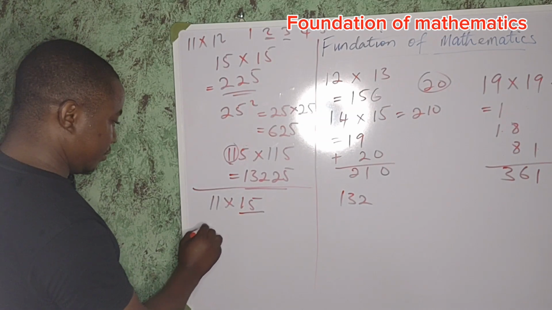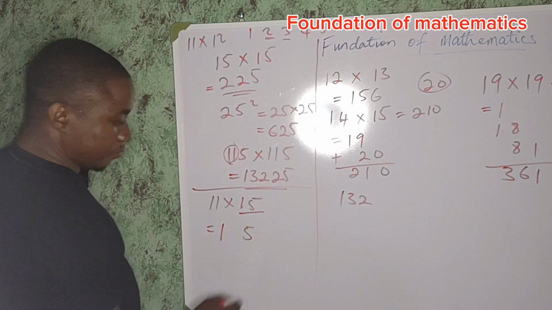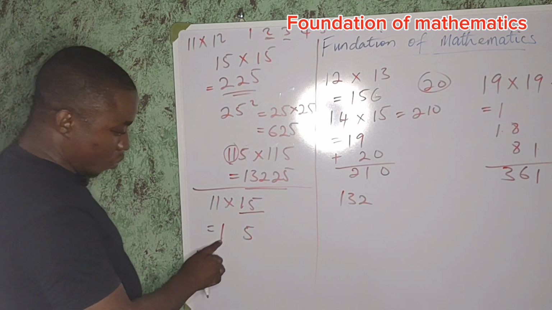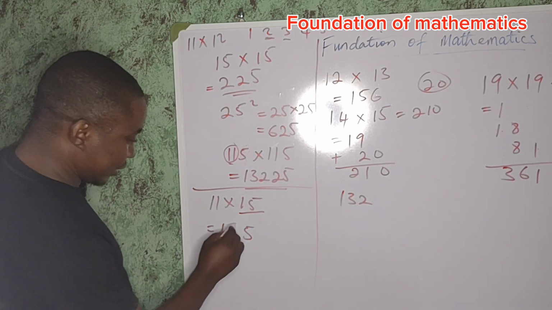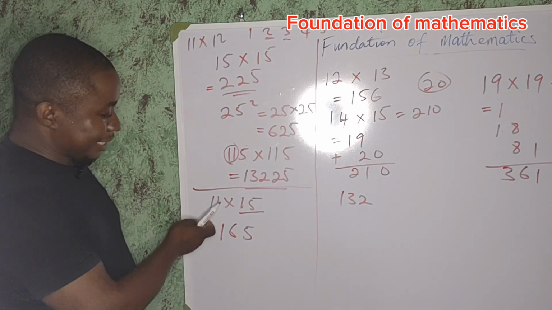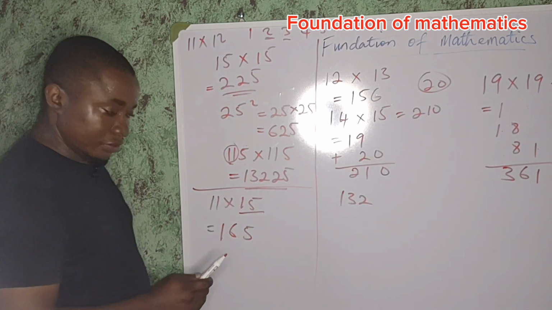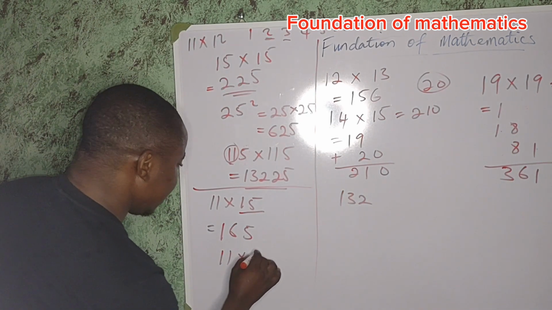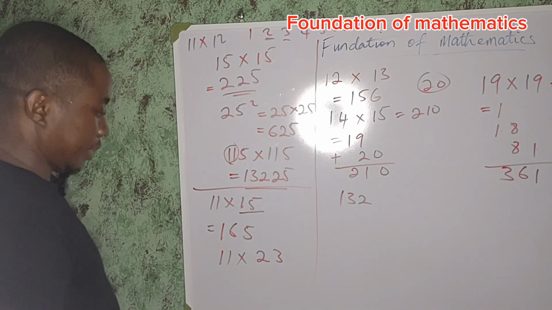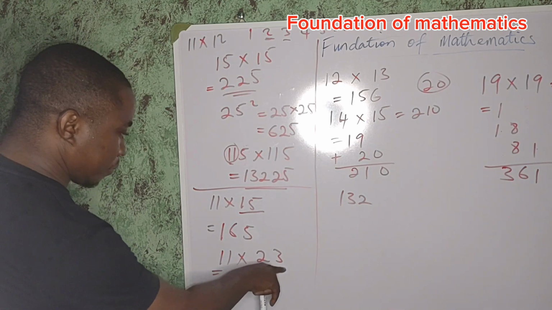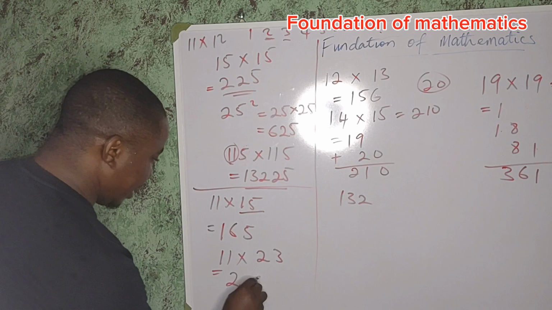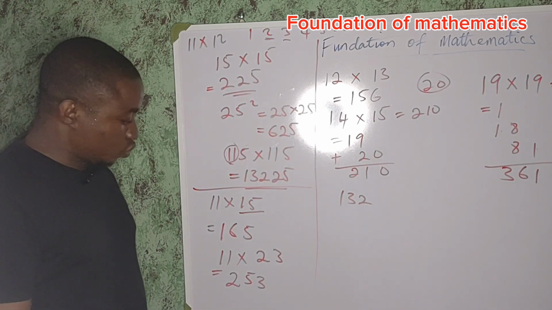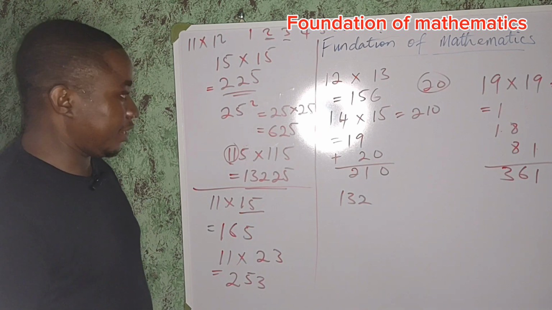Now you split the 15, 1, then you write the 5 here. So what do we have here to be the answer? We now say 1 plus 5, that will give us 6. Just put it in the middle. That is the answer to 11 times 15. Without stressing yourself. Look at a number like 11 times 23. So what would that give us? You spread this number. That would be 2, then 3. So you now say 2 plus 3, you have 5. So the answer is 253. As simple as that.